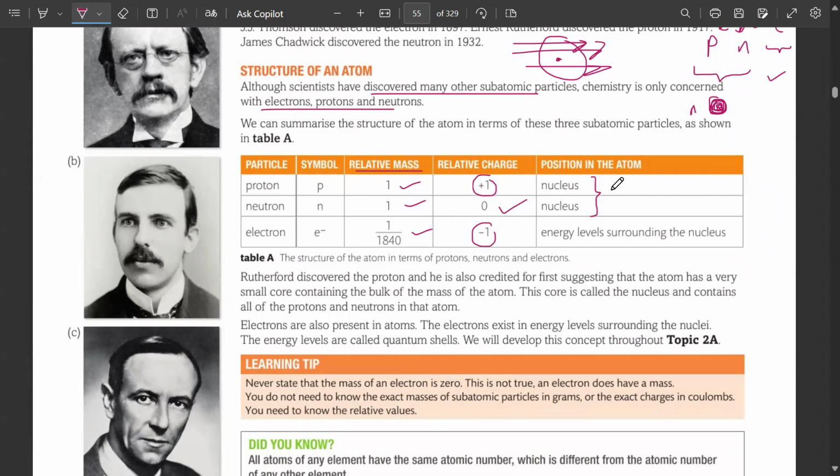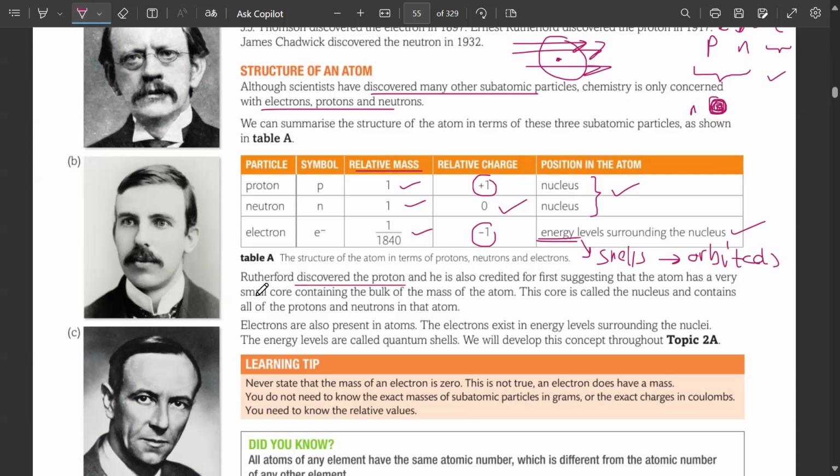Protons and neutrons are present in the nucleus, whereas the electrons are present in the energy levels. Energy levels are also known as shells, and shells have further orbitals and subshells as well that we'll study later on. Rutherford discovered the proton.